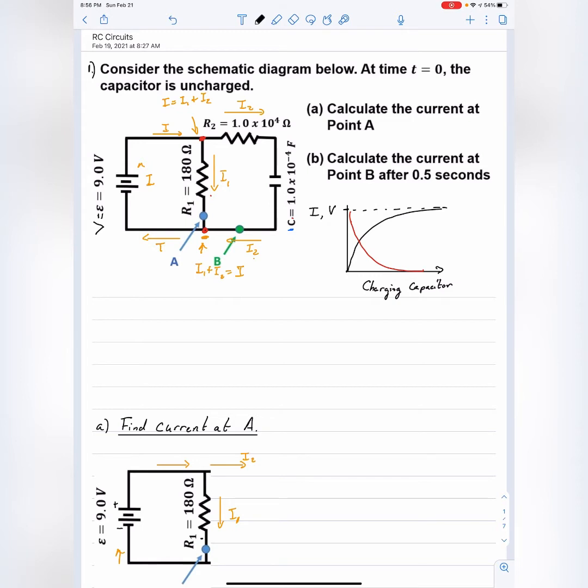We see two resistors and one capacitor. Immediately, RC circuit. If it's an RC circuit and it's asking us to find the current at point A, that means that eventually we're going to come down to the physics of the problem, and it is the sum of all electric potential. The change of electric potential equals 0.